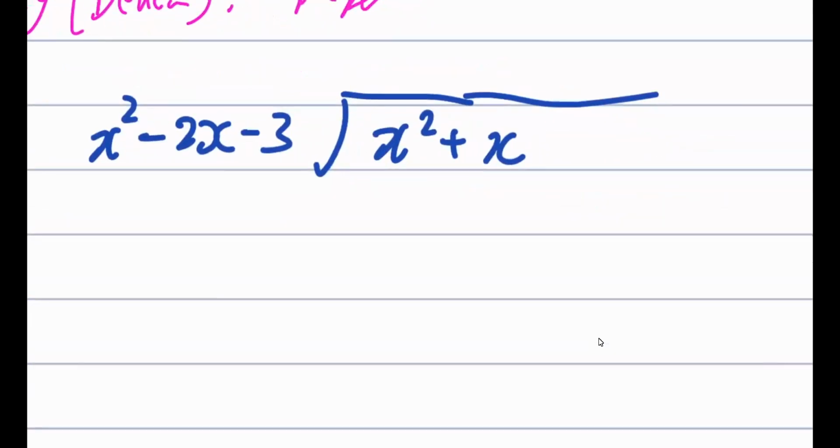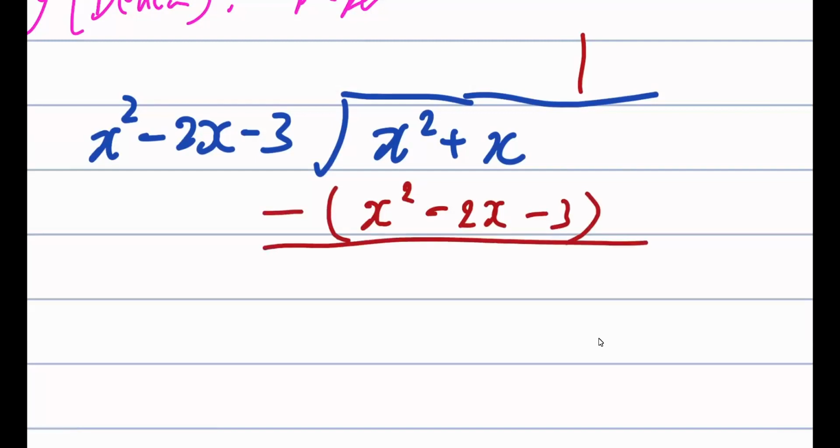So x squared, take the leading term, divide by x squared, the leading term. x squared over x squared gives you plus 1. I like to write it in a separate column, you don't need to. Then multiply, so you get x squared minus 2x minus 3, because positive 1 times that thing. Put a pair of brackets, put a minus outside, draw a line. x squared minus x squared, what do you get? Nothing. Plus x minus 2x, that's x plus 2x, which gives you plus 3x. Minus 3 becomes plus 3.